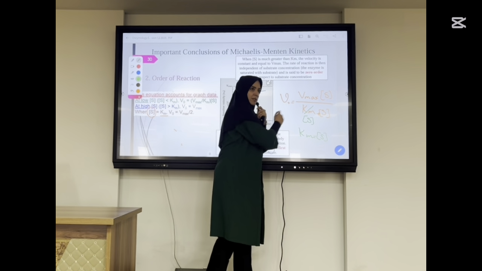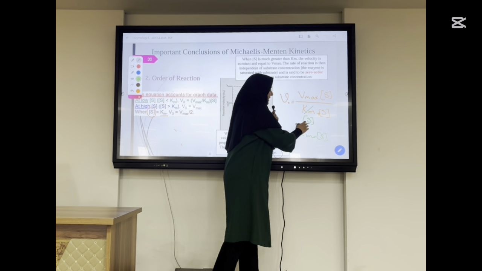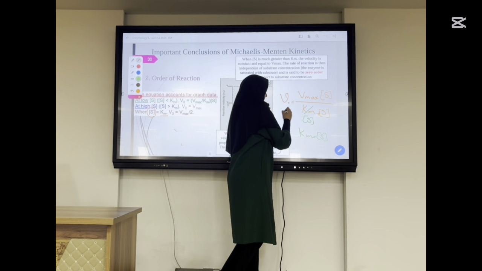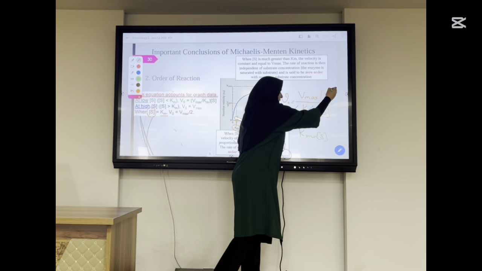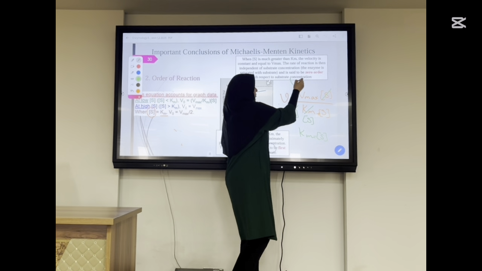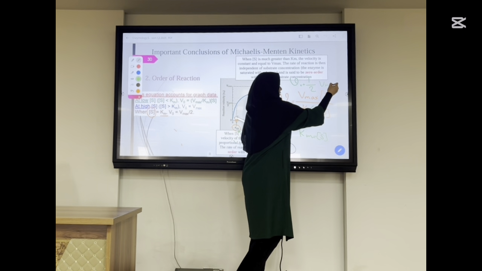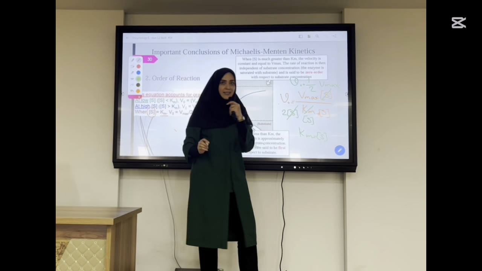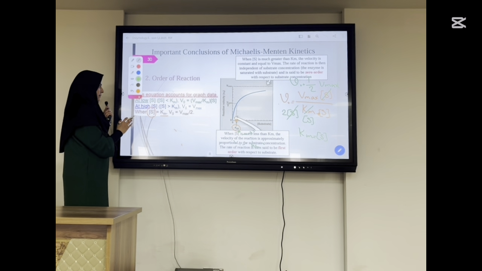So I can substitute it. What is the result? S plus S means 2S. Can I omit S from numerator and denominator? What is the remaining? V0 equals half Vmax. Is it clear? Yes. Please review this slide.